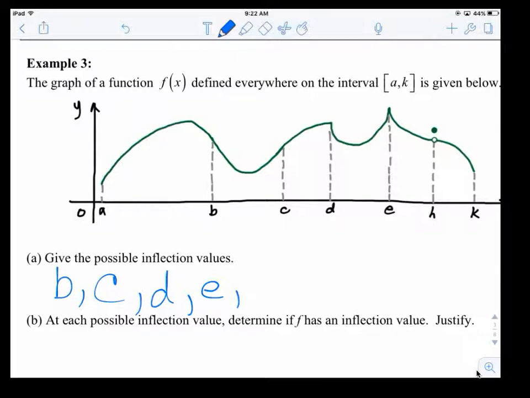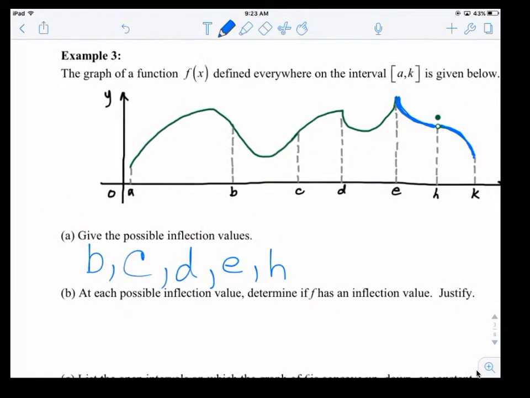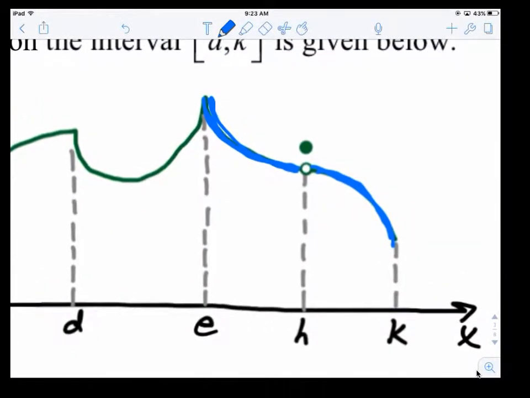What about H? Well, what is it to the left of H? Concave up. That would be up, and then to the right of H, it would be down, right? And then K is just an endpoint. I mean, it's still defined there, right? That's just a discontinuity, and you can change concavity at a discontinuity.